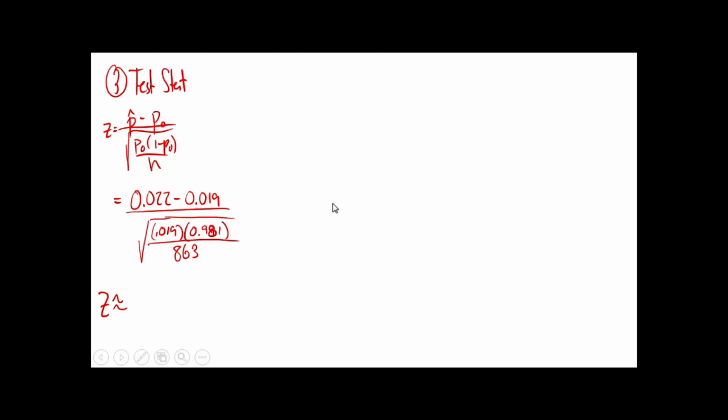0.645. So 0.65? I got another one for that. 0.65. So that's our test statistic. Does this seem like a particularly strange outcome if the claim really is 1.9%? Is that a really extreme test statistic?